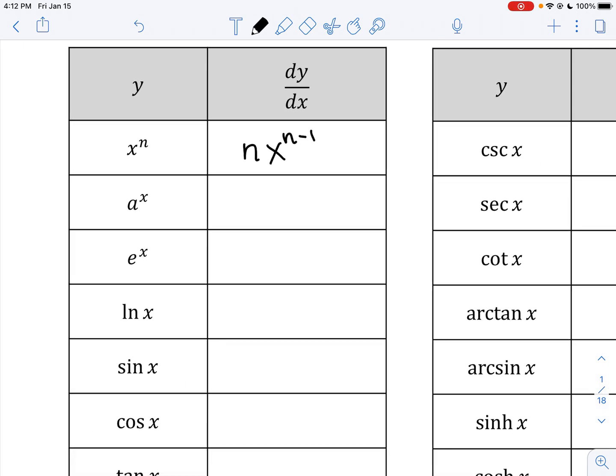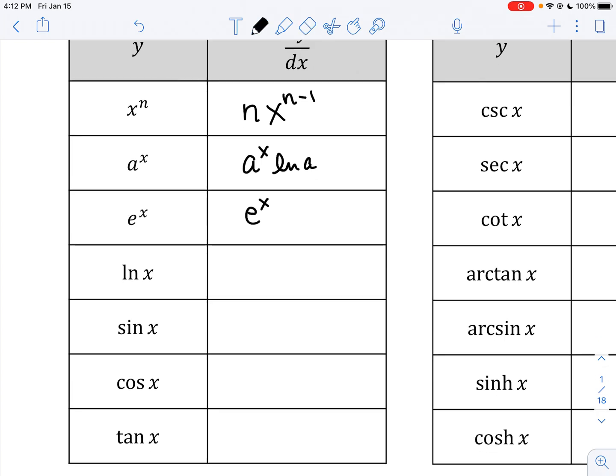A to the x. Keep in mind that a is a constant, so this is an exponential function. The derivative of a to the x is itself times the natural log of the base. In particular, the derivative of e to the x, we follow the same general rule as above. It's e to the x times the natural log of e. However, the natural log of e is 1, so typically that's not written or thought about, but it should be thought about. So the derivative of e to the x really just winds up being itself.